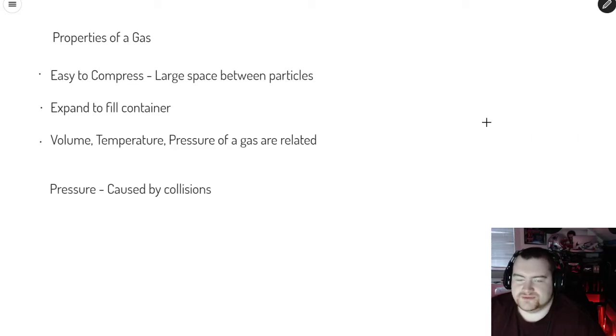All right, welcome to the first video where we're going to be talking about properties of gases. So to start off, we're going to be talking about three properties of gases. There are more than three, which we'll talk about a little bit later, but these are the basic properties we're going to be looking at first.